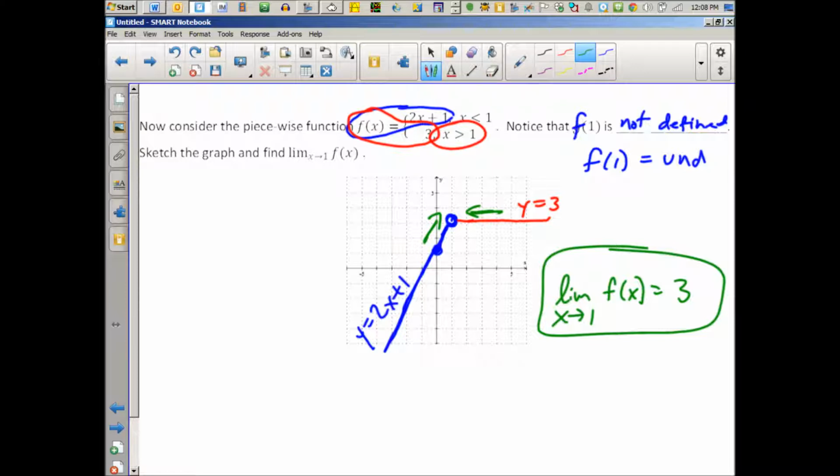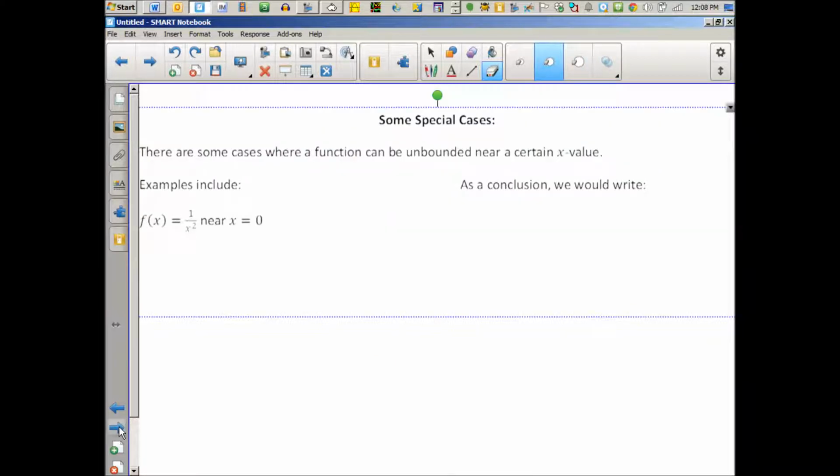Did you really need a graph? Technically not, but it helps. It definitely helps. The alternative is to try to imagine plugging in 0.9 and 0.99, and also plugging in 1.1 and 1.01, something like that. Okay, I like the graph. Let's go to this special case stuff.